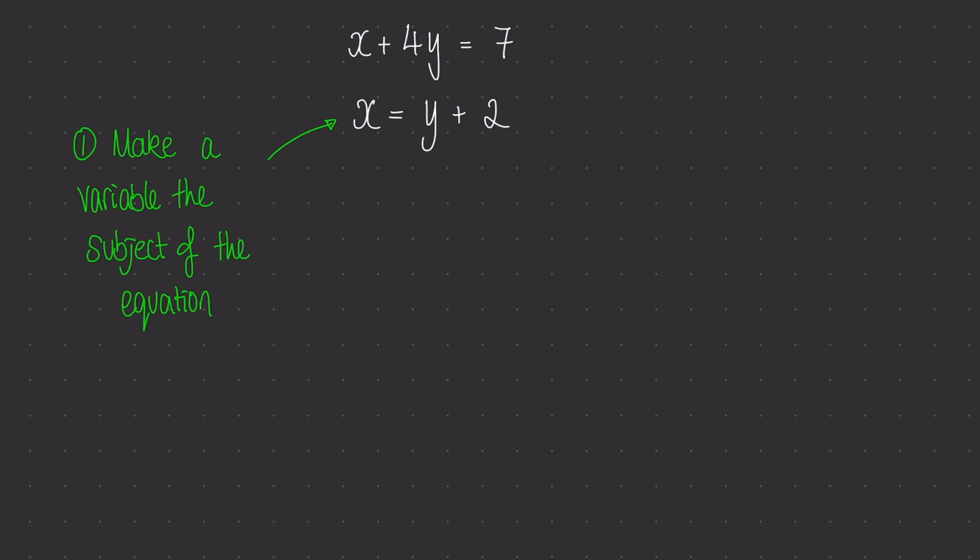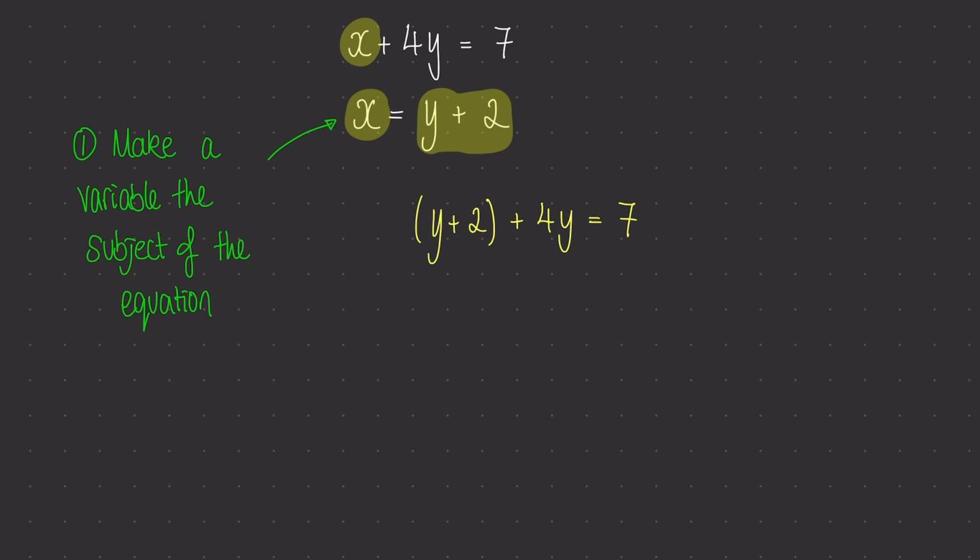The solutions that I'm looking for when I'm solving simultaneous equations should satisfy both equations at the same time. So that means any value of x should be the same in the second equation as in the first equation, and same with the y's. So this x in the second equation should equal this x in the first equation. Now this x in the second equation is also equal to this y plus 2 on the right hand side. And so my job here is to now replace the x in the first equation with that y plus 2.